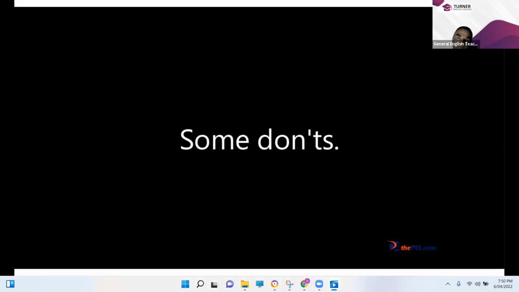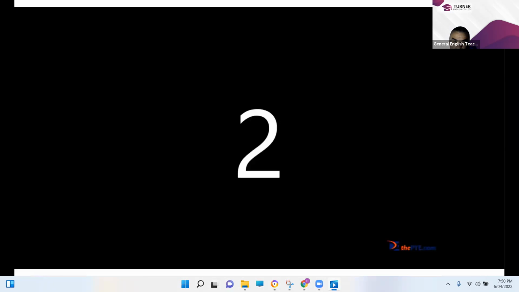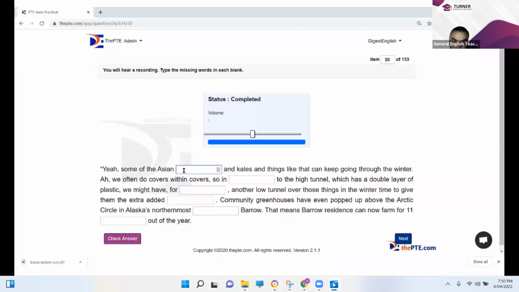Now, some don'ts. Number 1. Do not try to type the answers in the gaps as the audio is being played. Number 2. The answer to a gap cannot be more than one word. So if you got 2 words as the answer, based on the context, type only 1 as the answer.